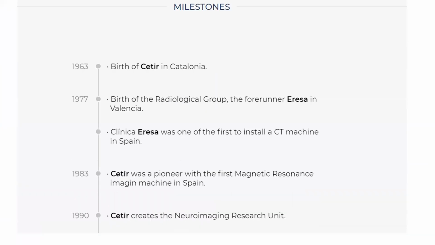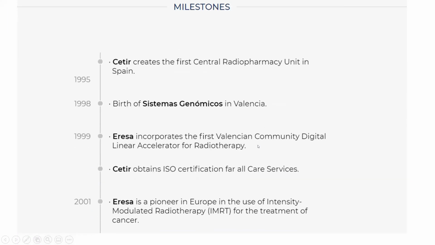Asires Medical Group is a group formed by several companies in the field of genetics, diagnostic imaging, and nuclear medicine, as well as a leader in radiation oncology in Spain. The Asires Group's human resources comprise over 700 professionals, and you can see on the screen the principal milestones from the birth of the company in 1963 until, for example, the birth of the first genomic company in 1998.